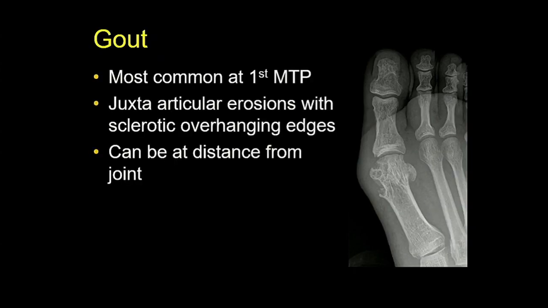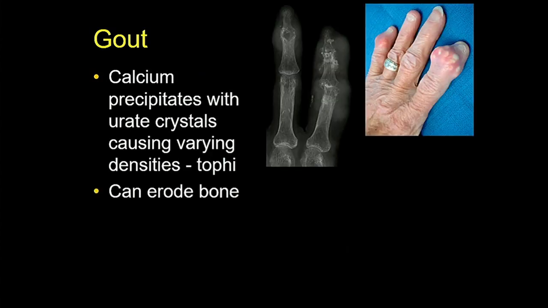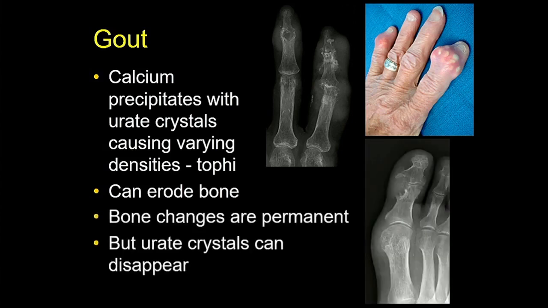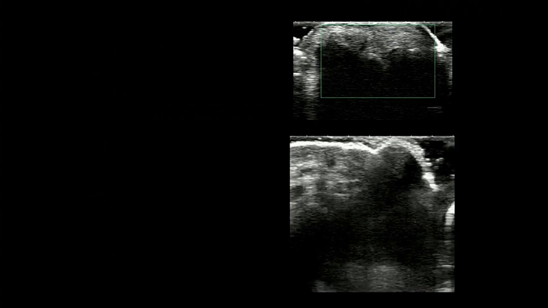So gout is most common at the first MTP joint. We see these juxta-articular erosions with sclerotic overhanging edges. They're very characteristic, and these can actually also be at a distance from the joint, so they don't have to be right at the joint margin. The calcium precipitates with the urate crystals, causing these varying densities called tophi, and they can erode the bone. But the bone changes are permanent, even though with treatment those tophi can go away, so you don't always have to see the tophi.